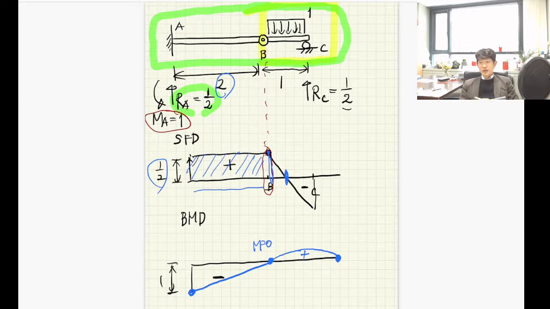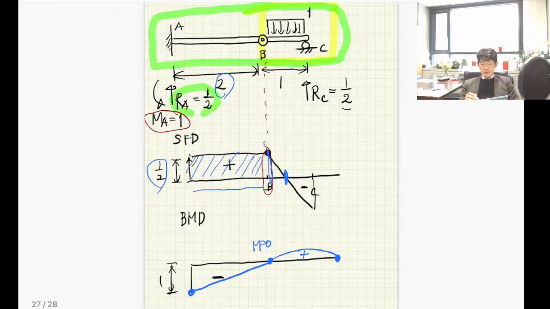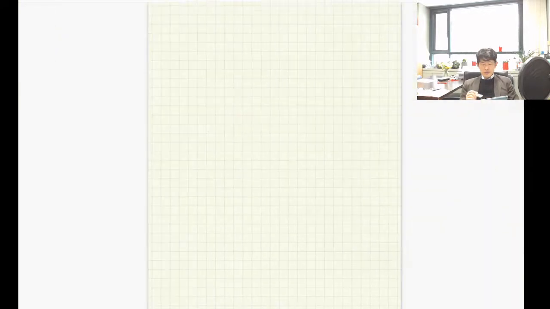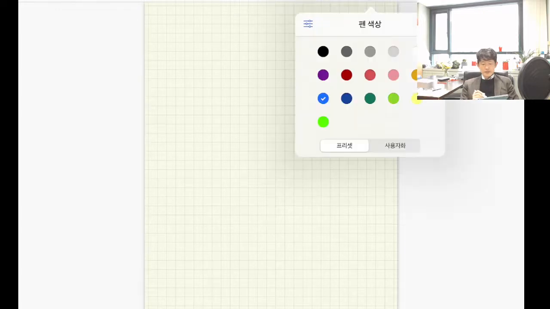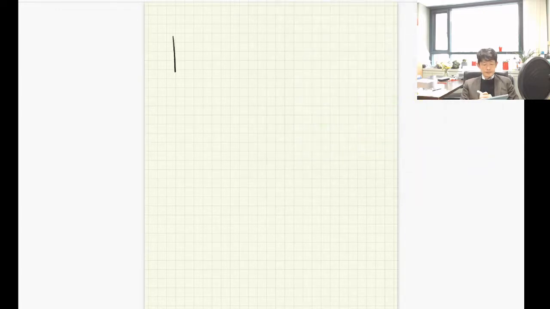It's very easy, right? This is the case with an internal hinge. We can consider various problems. Another problem that we want to consider is, for example, another cantilever, but this time I have a slide connection.